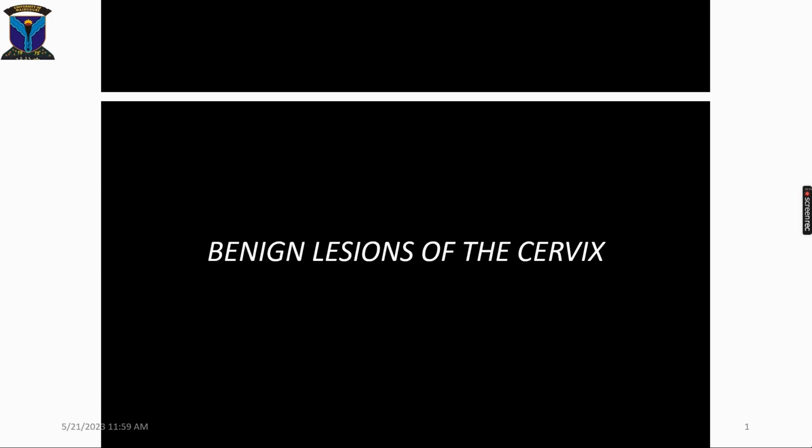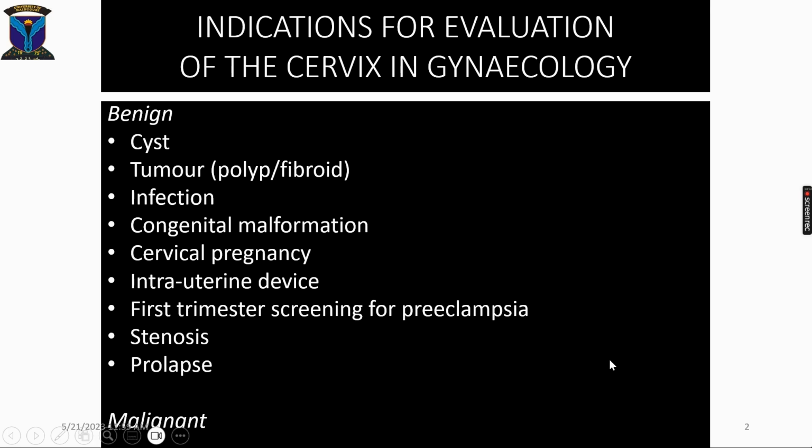Benign lesions of the cervix. We look at the malignant lesions in another video, but for this presentation we look at cysts, tumors like polyps and fibroids, infections, congenital malformation, cervical pregnancy, misplaced intrauterine device, first trimester screening for preeclampsia, cervical stenosis, and prolapse.